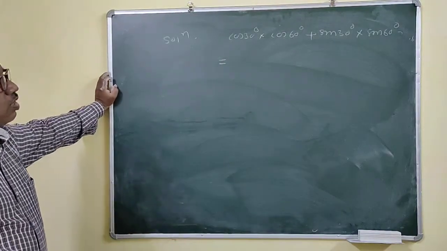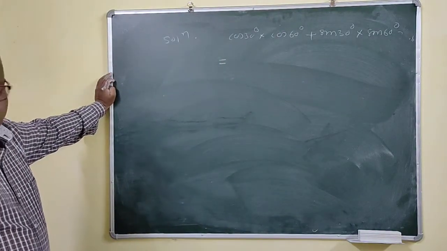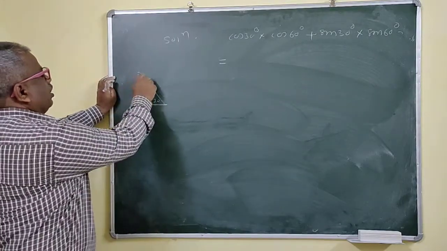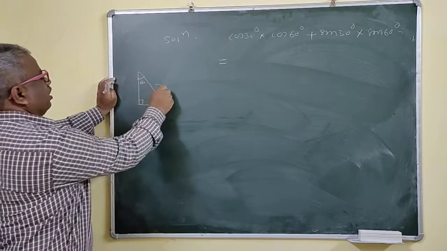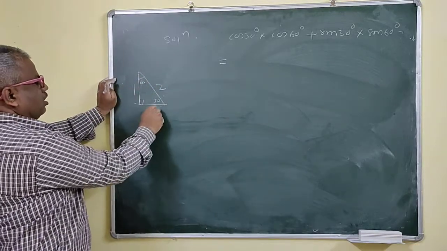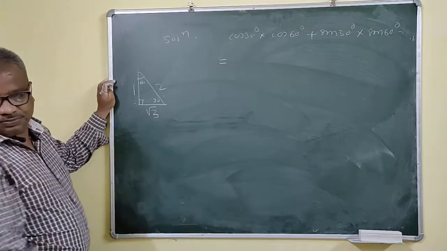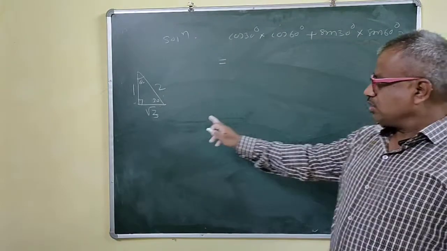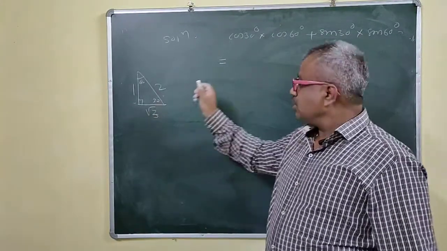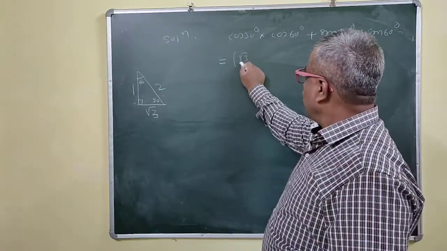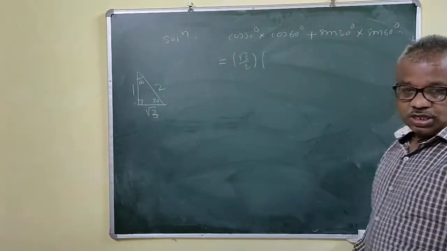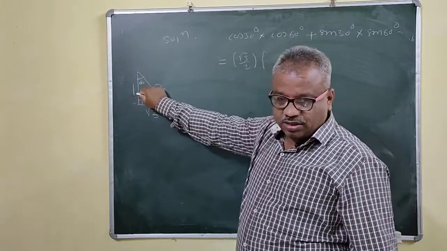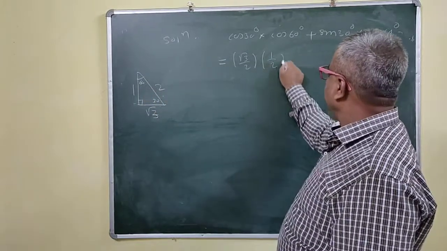We'll put the values of cos 30 degrees. So if you don't remember, just prepare this triangle. Suppose this is 30 degrees, this will then be 60 degrees, this is 90 degrees, this is 2, opposite side of angle 30 is 1, and this is root 3. Okay, so we'll write the value of cos 30 degrees. Cos 30 degrees is adjacent side upon hypotenuse, so root 3 by 2. Then cos 60 degrees, adjacent side is 1 upon 2, so this is 1 by 2.